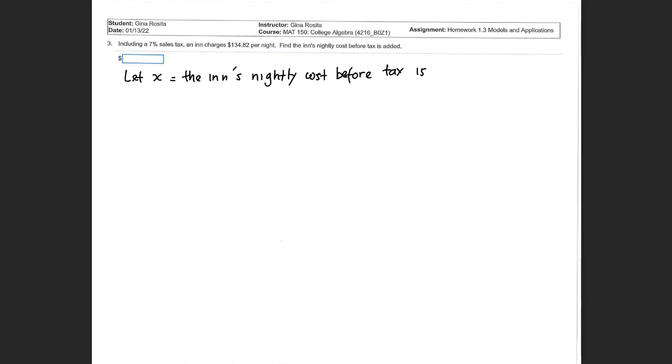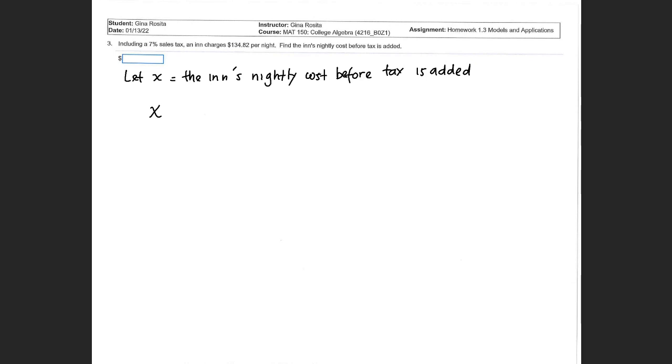Tax is added. Okay, read the question again. Include a 7% sales tax and it charges $134.82 per night. Find the nightly cost before tax is added. So we have to know the cost before tax is added, yeah? The x is the nightly cost before tax is added.